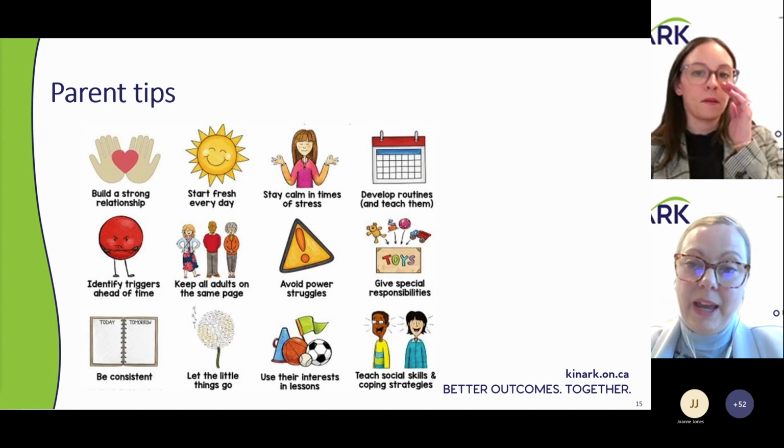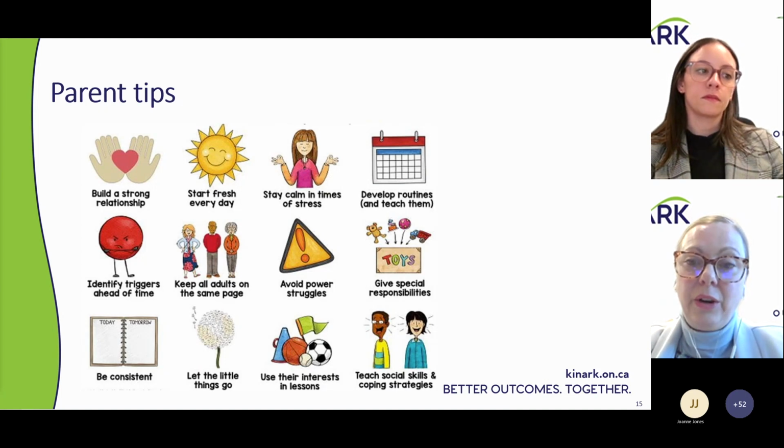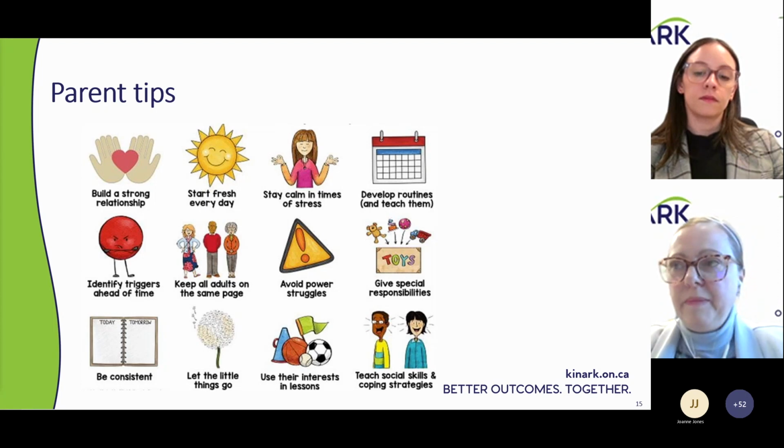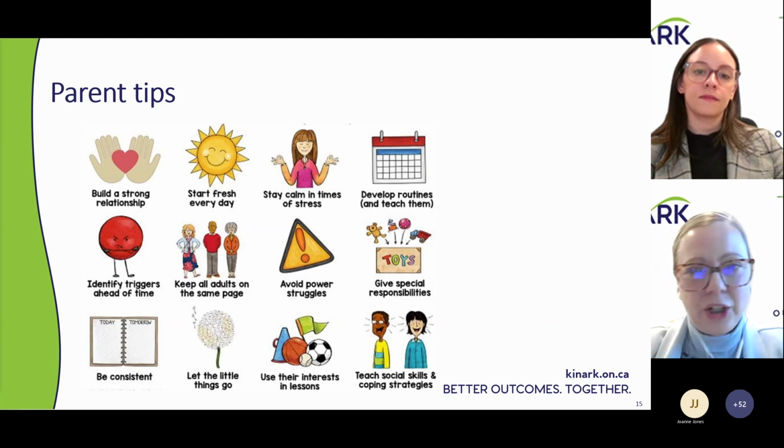Keeping all adults on the same page, so that parents in particular are on the same page. We'll talk a little bit later about different parenting styles. Avoiding power struggles with children and youth, and knowing that there are certain things, whether it's the way the child or youth wants to keep their hair, or they might not have completed the last homework question. So you might want to pick your battles just in terms of what's going to be a power struggle in the household.